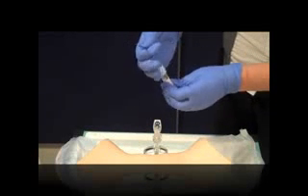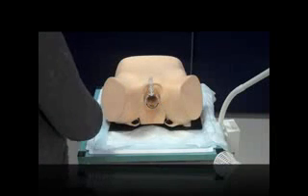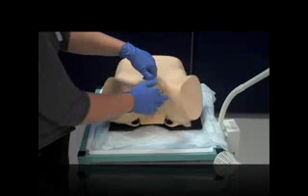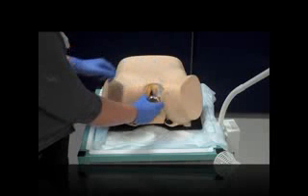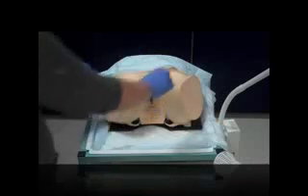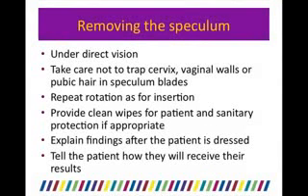To remove the speculum, use direct vision and take care not to trap the cervix, the vaginal walls, or the patient's pubic hair in the blades of the speculum. It should be rotated in the reverse order to which it was inserted. You should provide the patient with wipes and sanitary protection if appropriate, depending on what tests have been done. Always explain findings to the patient after the patient has dressed and not before, and tell the patient how they would receive the results of any tests that you have done.